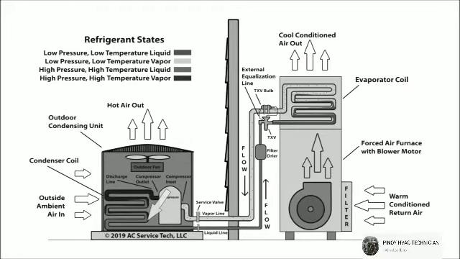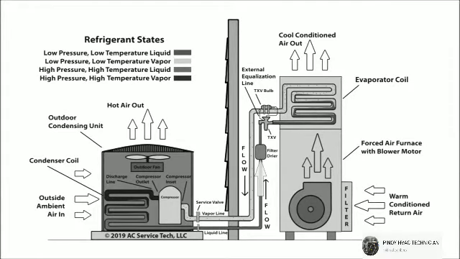Once it turns into a complete liquid, it's going to continue to reject heat, but now it's going to lower in temperature, and the temperature decrease between where it turns into a complete liquid and where it exits the outdoor condenser through the liquid service valve, that's called the subcooling. The refrigerant exits the outdoor unit as a high pressure, high temperature subcooled liquid, continues through the liquid line service valve, and goes over to the filter dryer.